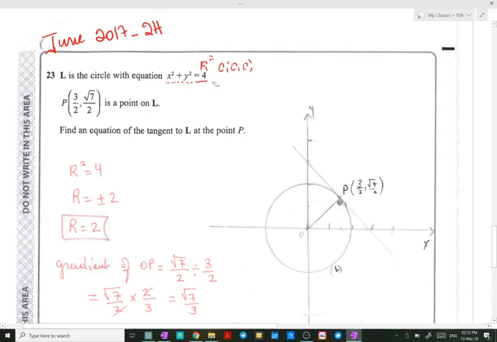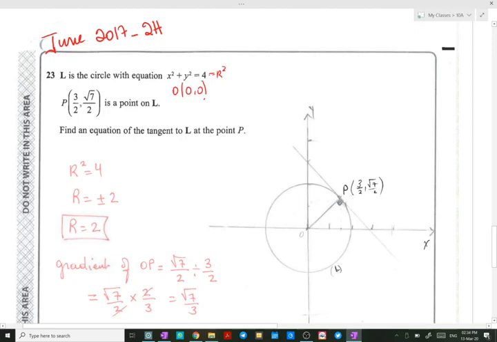Number 23 is another problem from the past paper, June 2017, GCSE Higher Level 2H. L is the circle with equation x squared plus y squared equals 4. From this equation we know that the center is the origin (0, 0), and that 4 represents r squared.